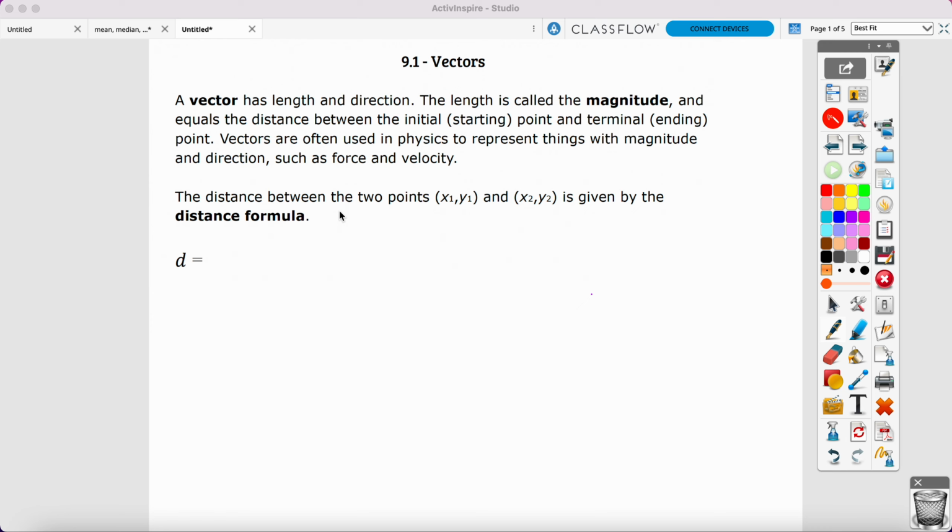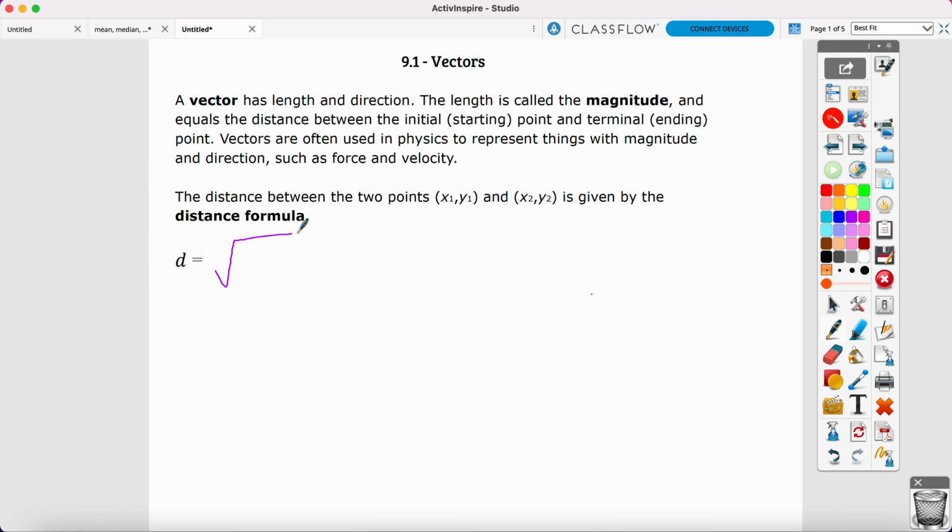So we're going to do a couple things with vectors, but the first thing is talking about the magnitude. And since the magnitude is the distance, we're going to need the distance formula, which we've already learned. The distance between 2 points, x1, y1, and x2, y2 is given by our distance formula.